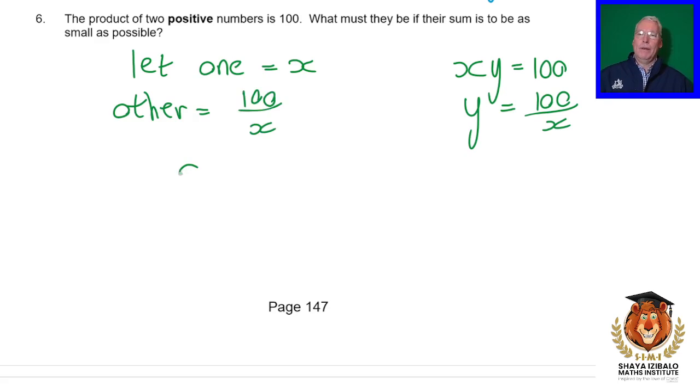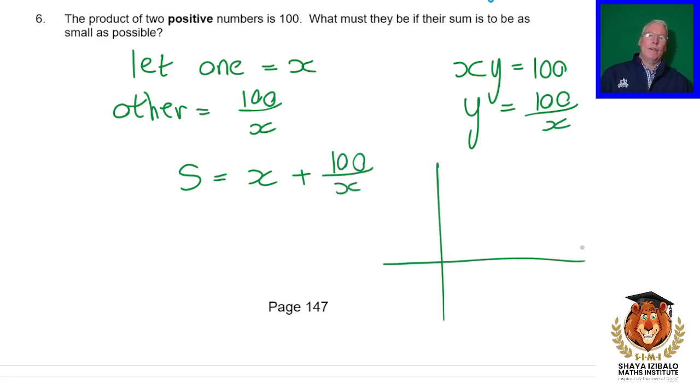The sum, let's call it S for sum, is just going to be x plus 100 over x. Okay, I don't know what that graph looks like. Okay, but the question suggests that it's going to get as small as possible at some point. So I really want that there. Let's move that up. Okay, this is the sum and this is x. Where do I want to be? I want to be there. What do I know about the gradient there? I know the gradient there will be 0.